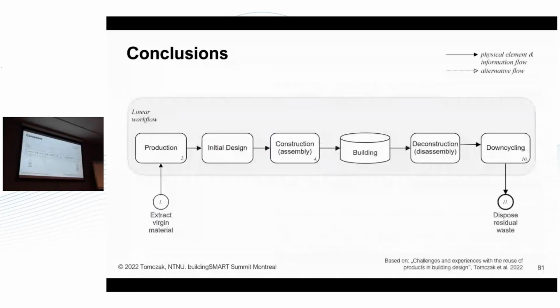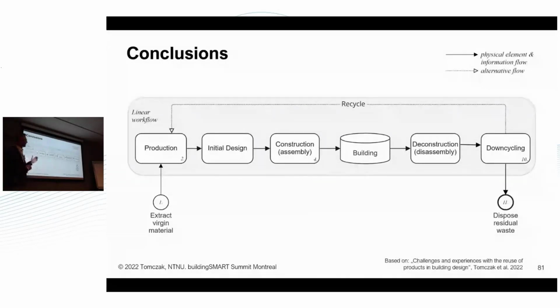But to give you a summary of how I used the information requirements on our circularity project, I will show you first our workflow. And this is a typical linear workflow, very simplified. So we extract materials, we produce them, design a building, construct it, and then after, hopefully, many decades, you deconstruct it and crush and melt all the materials.